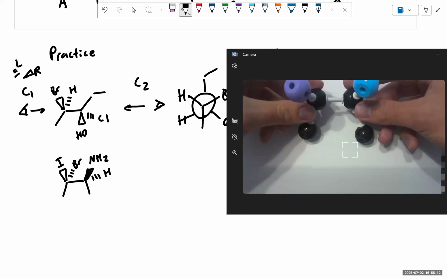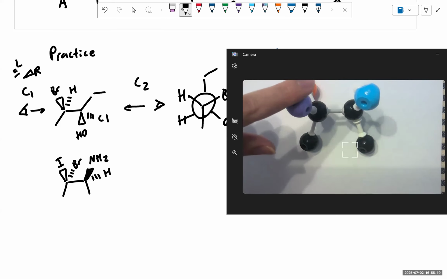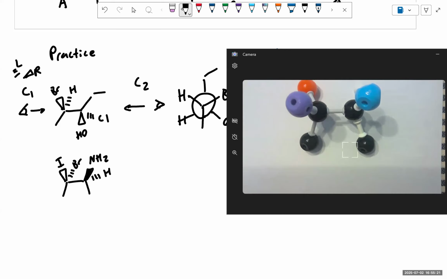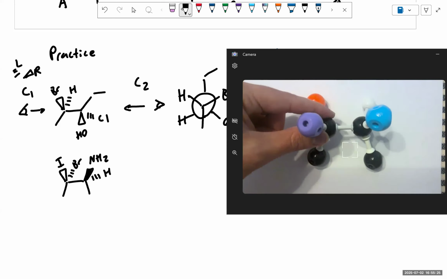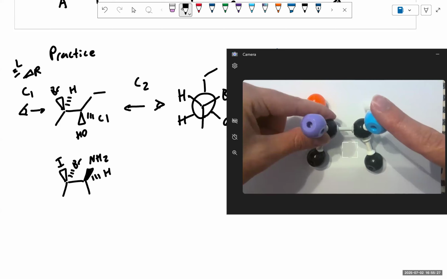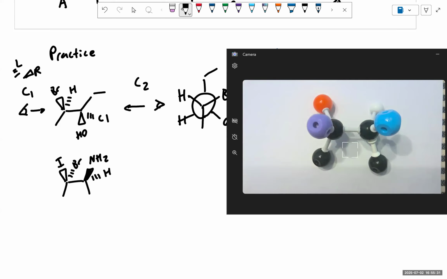Okay, so first I have my skeleton with both of the methyl groups pointing down in the plane of the page. The iodine, in purple, is wedged, it's pointing towards us. The bromine, in orange, is dashed, it's pointing away from us. The amine is wedged, so I have to set it so it points towards us. And the hydrogen is dashed, so it's pointing away from us. So we have our model.